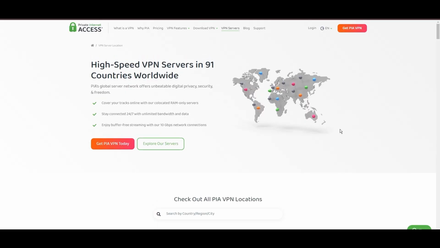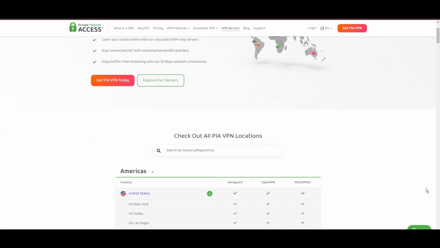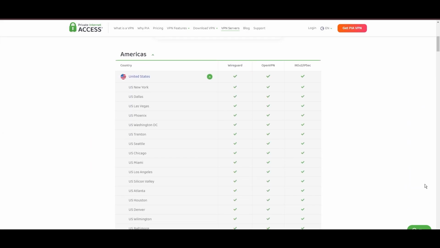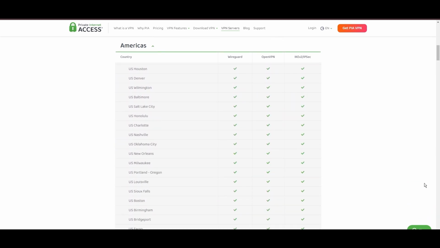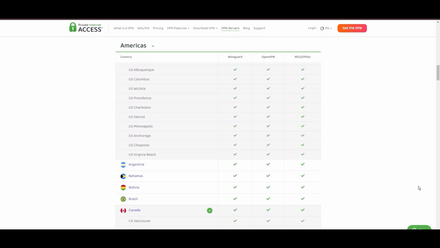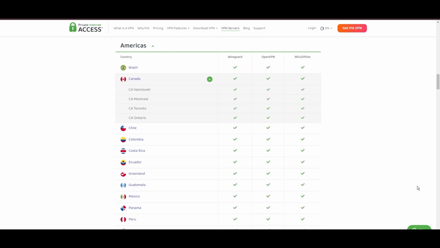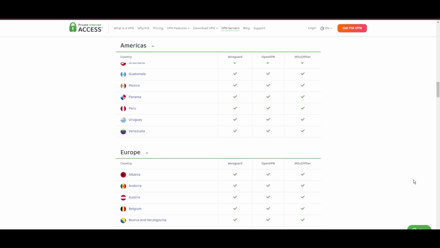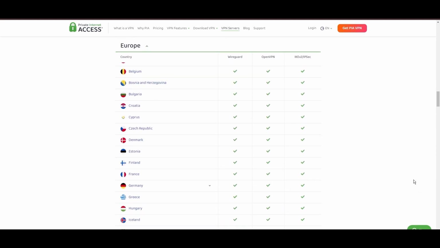Stepping into the spotlight with a formidable network, Private Internet Access, PIA VPN, shines for its unparalleled range of over 35,000 servers globally. This massive server network not only surpasses giants like NordVPN and Surfshark but also solidifies PIA's position as the preferred choice for those valuing server diversity and accessibility for free internet.